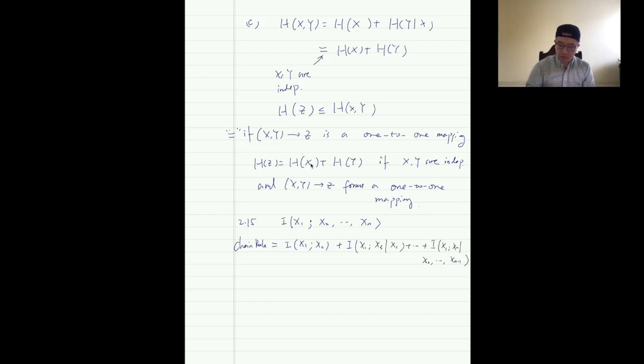Clearly, by using the Markovity property, these terms are basically 0, because given X2, X1 and X3 will be independent, and it'll be 0 until the last term. Therefore, this will be basically this first term, and then we're done. That equals the mutual information between X1 and X2. So this is question number 15.